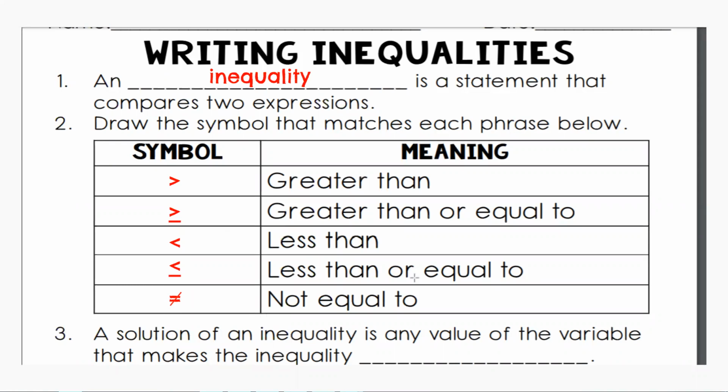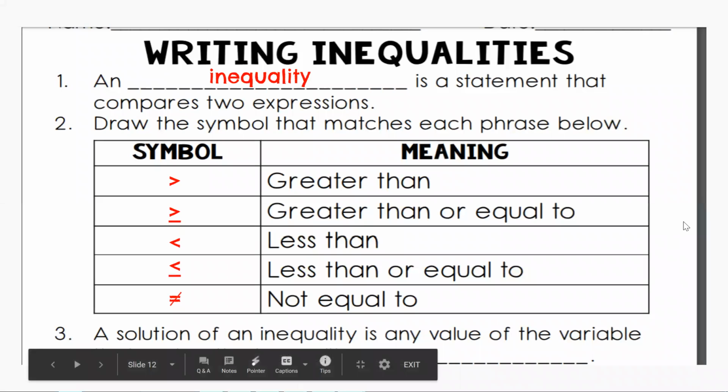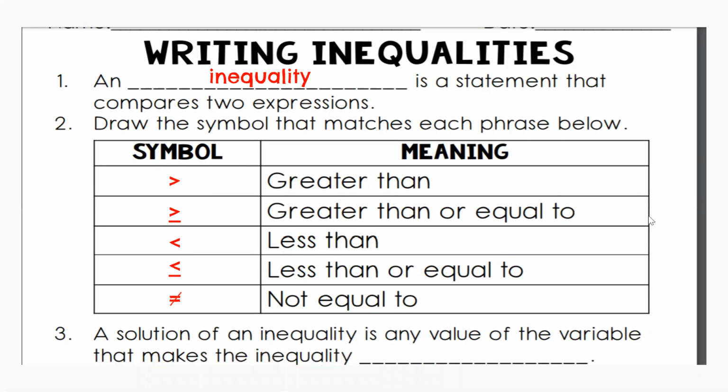So like 5 is not equal to 10. Or the height of the basketball hoop is not equal to 3 feet. And then a solution of an inequality is any value of the variable that would make the inequality true.